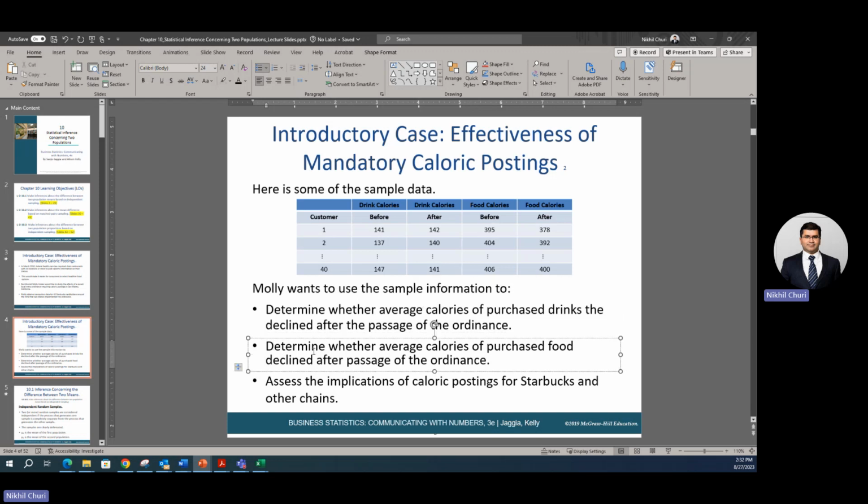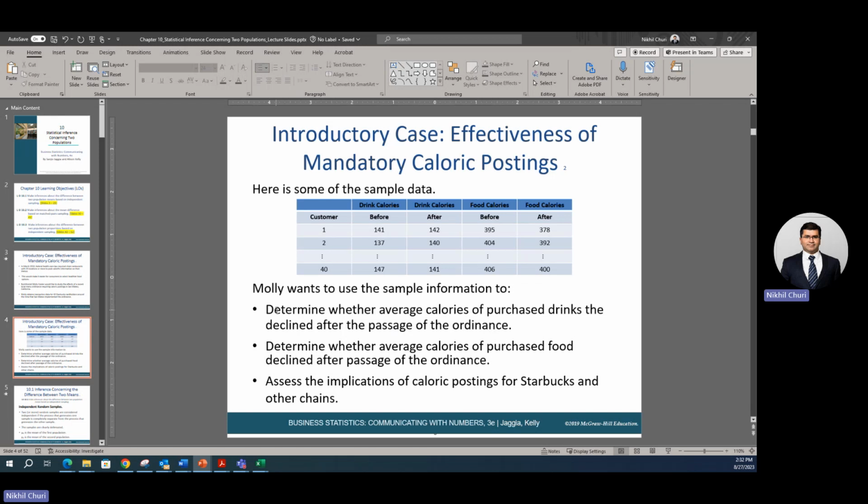Second, she wants to determine whether the average calories of food purchased declined after passage of the ordinance. Similar to drinks calories before and after, she wants to know if the average calories declined after the ordinance was passed. And lastly, she wants to assess the implications of caloric postings for Starbucks and other food chains. These are the three main pieces of information she is trying to collect and know based on the data that has been collected.